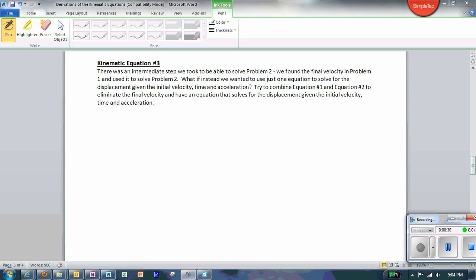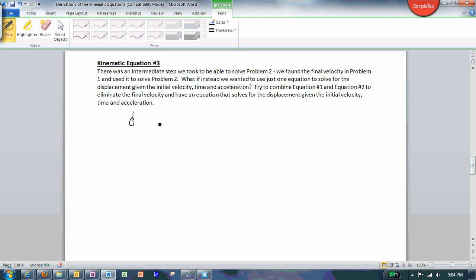What if instead we just wanted to be able to have one equation to solve for the displacement given the initial velocity, the time, and the acceleration? To do this, what we can use is equation number 1 and equation number 2 in combination to eliminate the final velocity and have an equation that solves for displacement given these three variables.